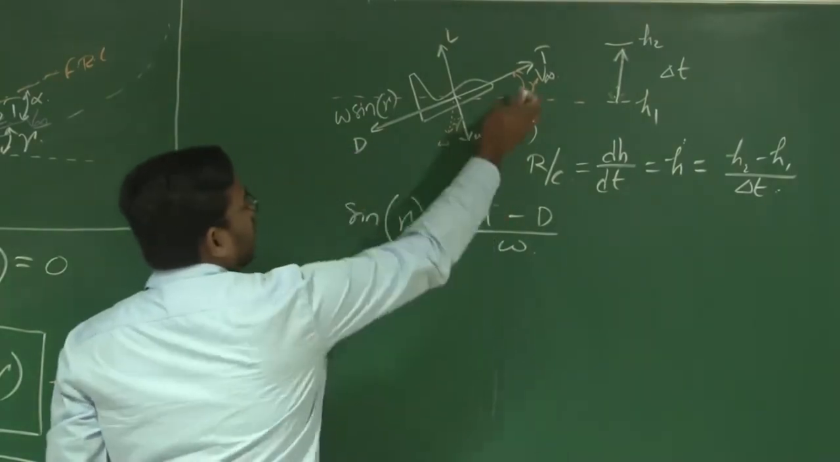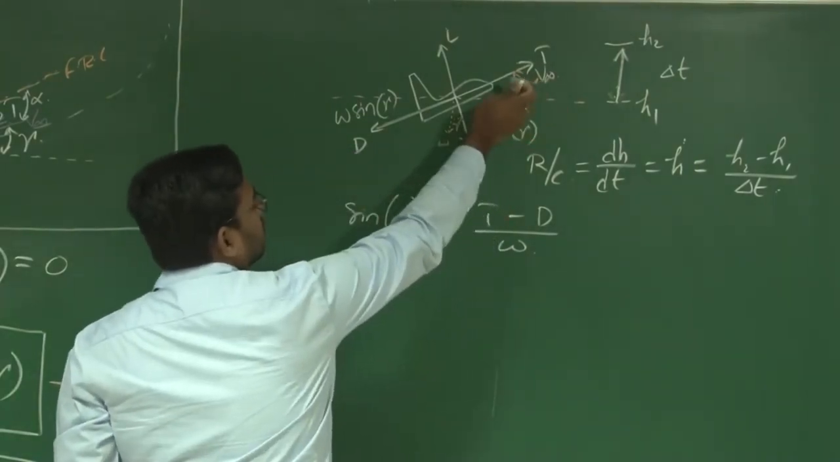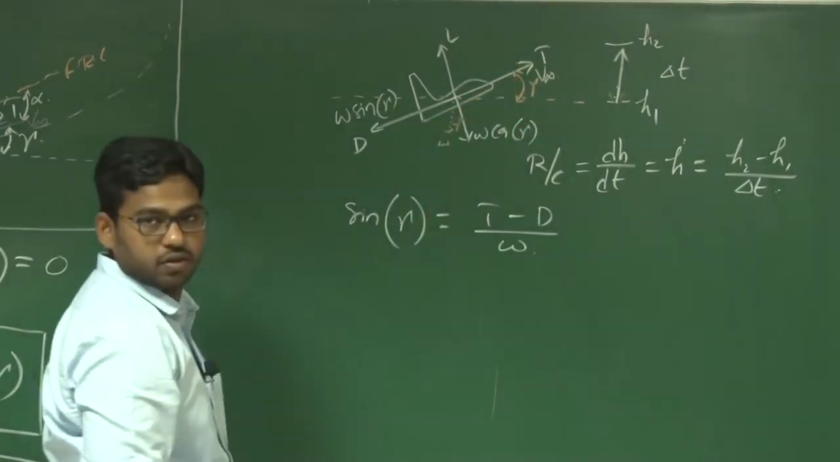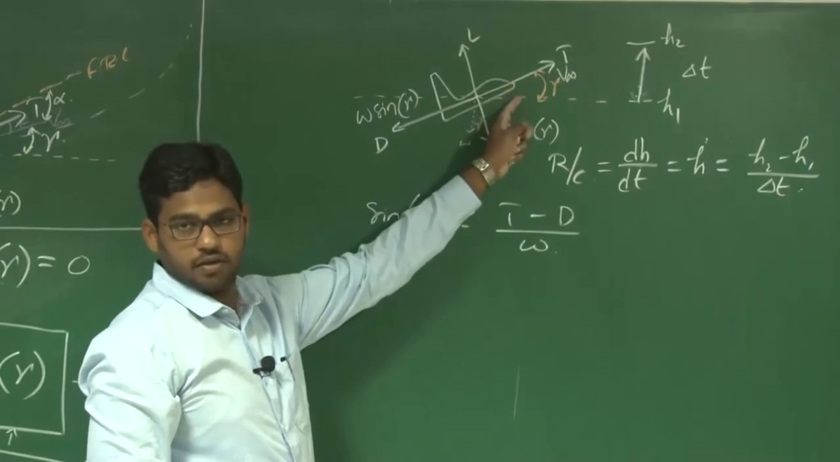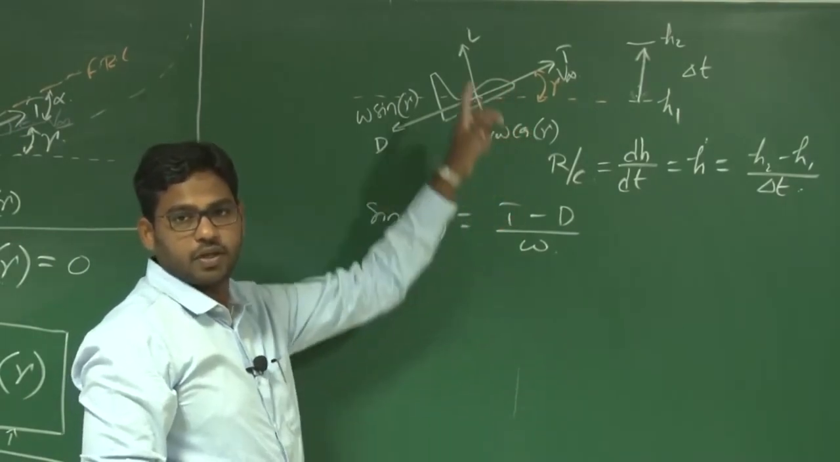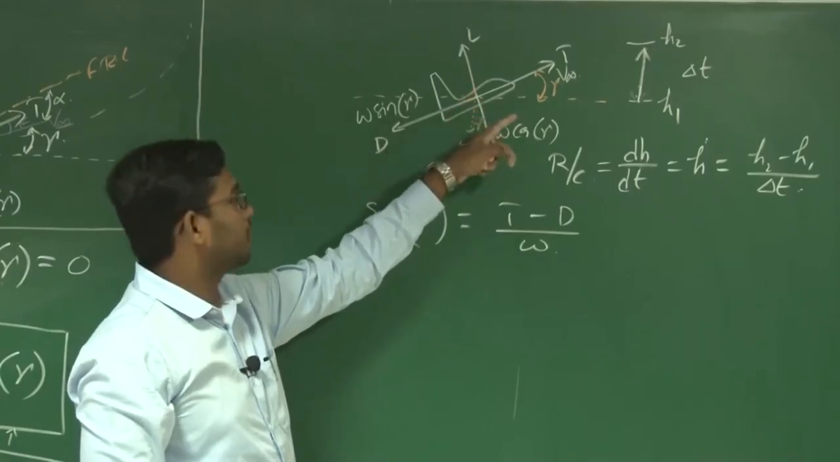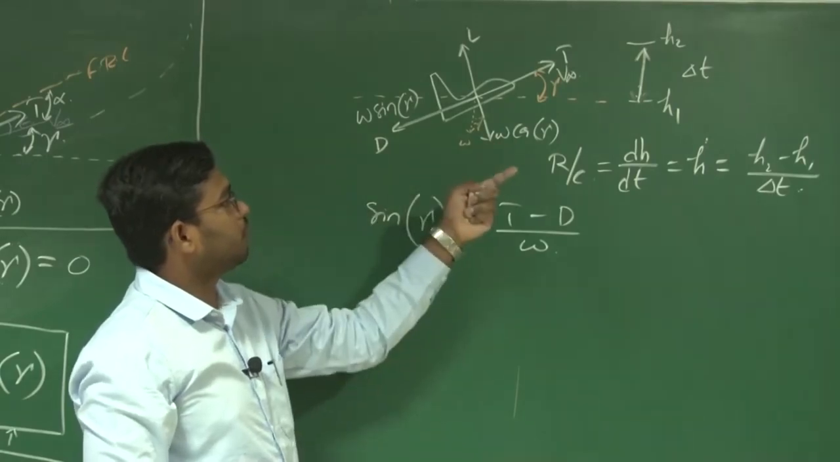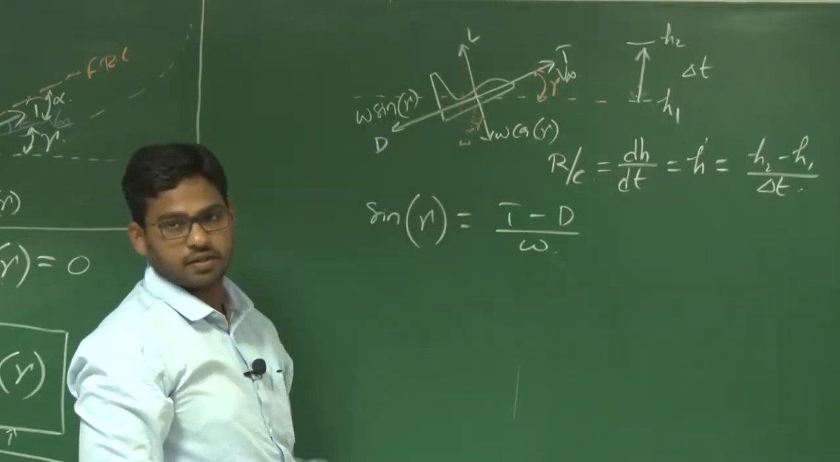Now we have V infinity of this aircraft, inclined at an angle gamma. What will be the component of this velocity in the direction perpendicular to the local horizontal? Or what is the component of V infinity along the vertical axis?